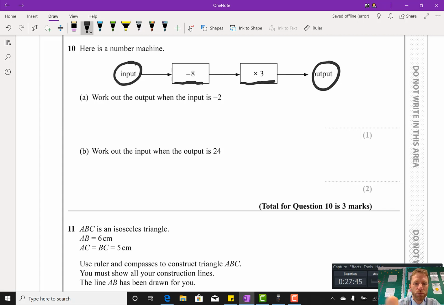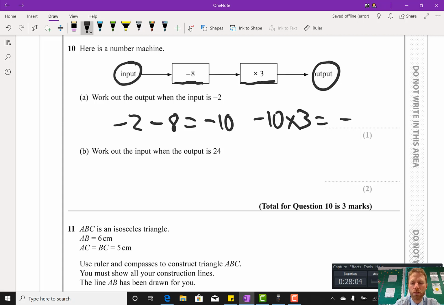So work out the output when the input is -2. So instead of input, I've got -2, which means I'm now going to take away 8. -2 take away 8 is -10. If I then multiply -10 by 3, I'm going to get -30.